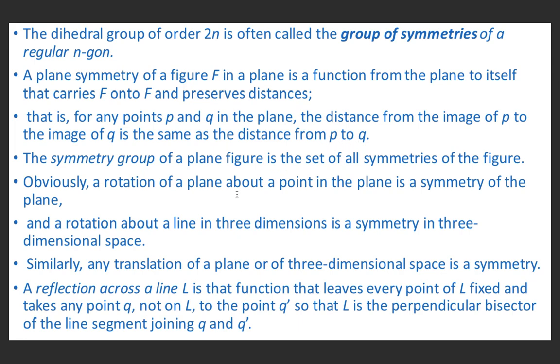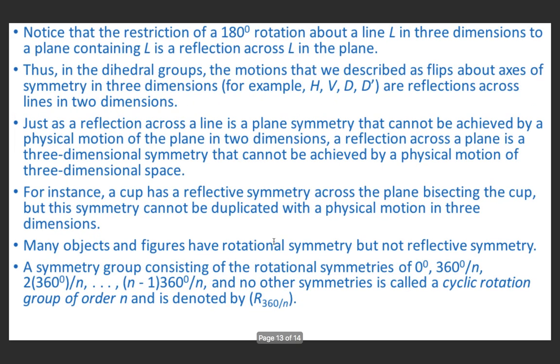The symmetry group of a plane figure is the set of all symmetries of the figure. And clearly, a rotation of a plane about a point in the plane is a symmetry of the plane. And the rotation about a line in three-dimensional space is a symmetry in three-dimensional space. Similarly, any translation of a plane or three-dimensional space is a symmetry. A reflection across a line L is that function that leaves every point of L fixed and takes any point Q not on L to the point Q dash so that L is the perpendicular bisector of the line segment joining Q and Q dash.